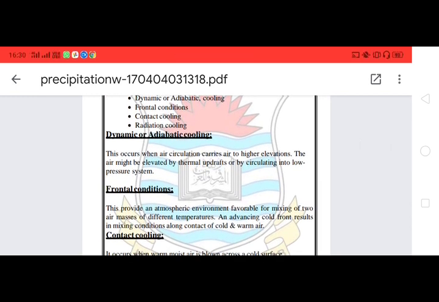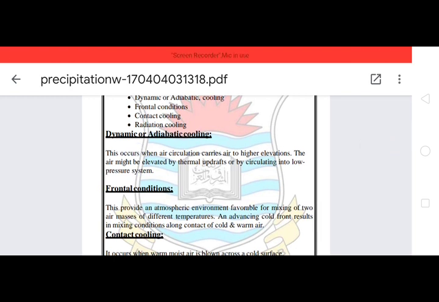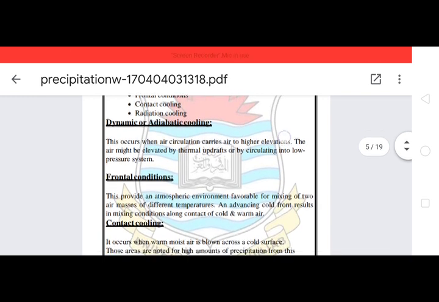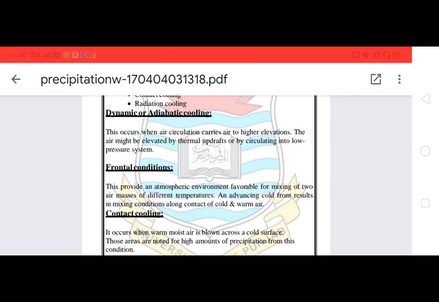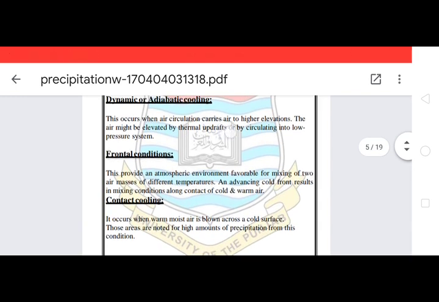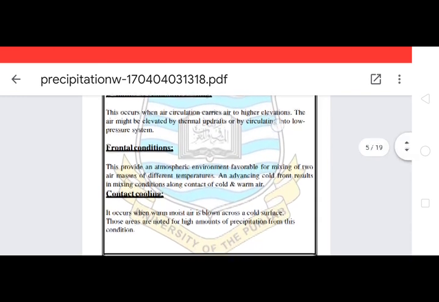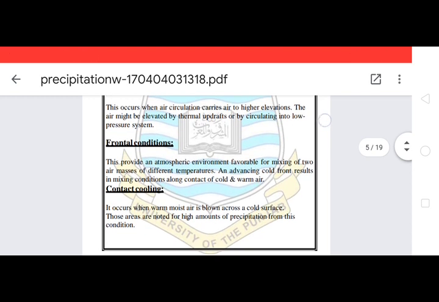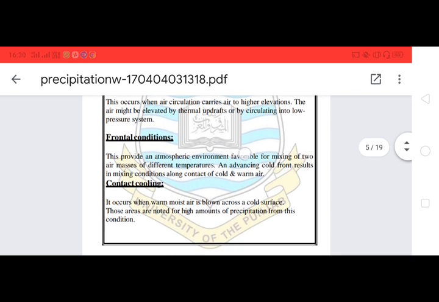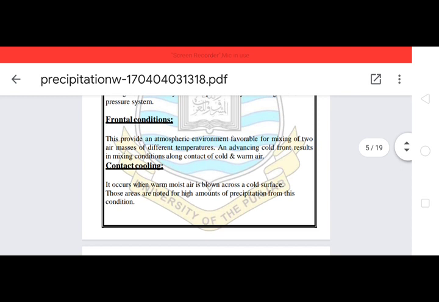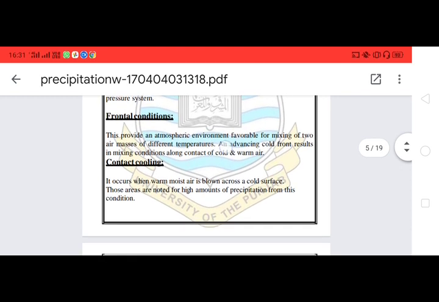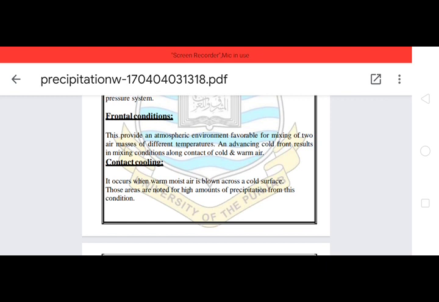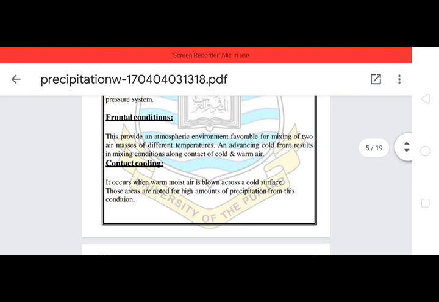Then what is dynamic cooling? This occurs when air circulation carries air to higher elevation. The air might be elevated by thermal updrafts or by circulating into a low pressure system. Frontal condition: this provides an atmospheric environment favorable for mixing of two air masses of different temperatures. An advancing cold front results in mixing conditions along the contact of cold and warm air.